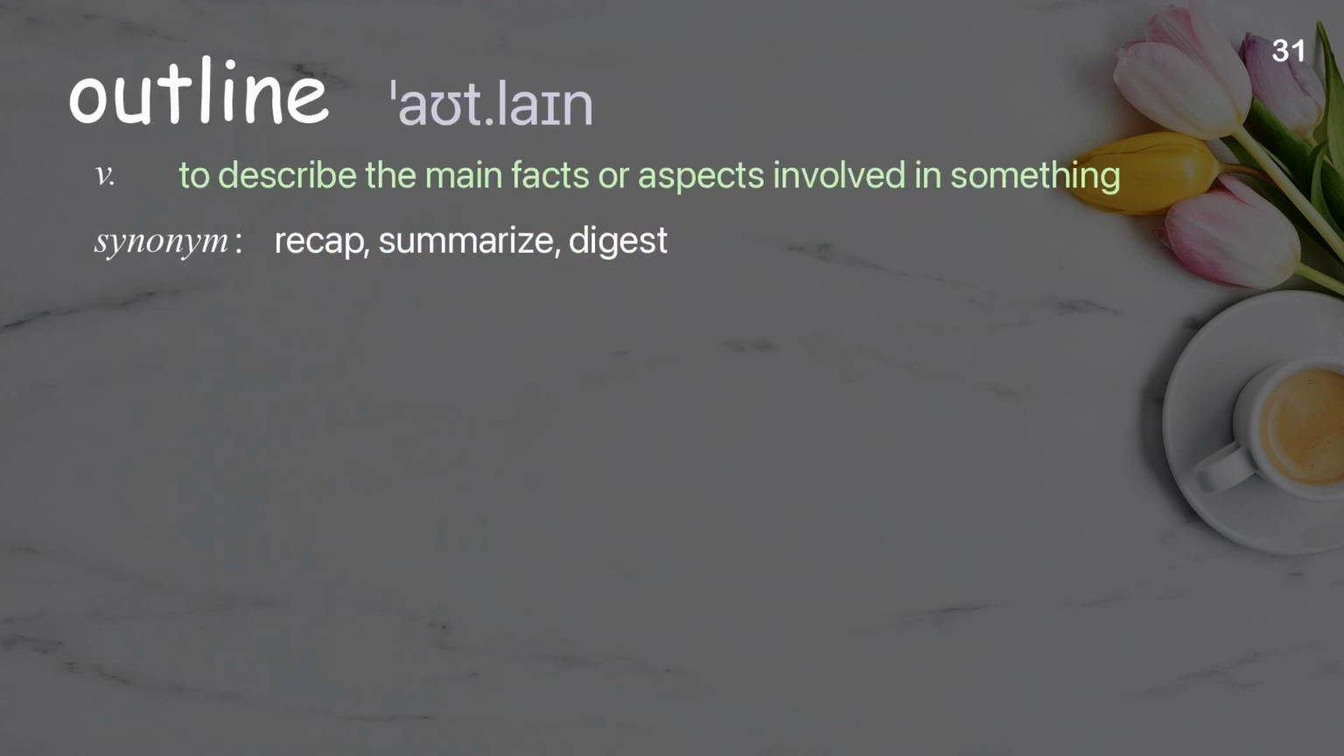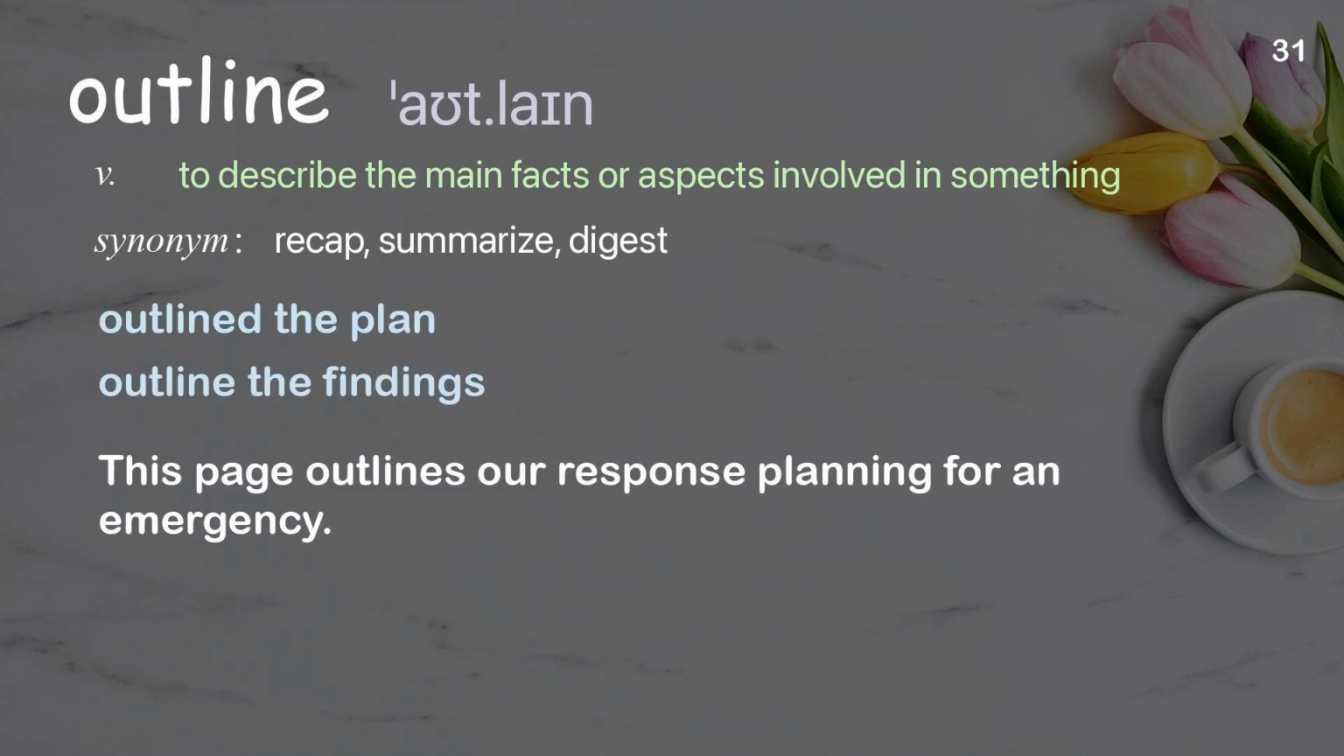Outline. To describe the main facts or aspects involved in something. Examples: outline the plan. Outline the findings. This page outlines our response planning for an emergency.